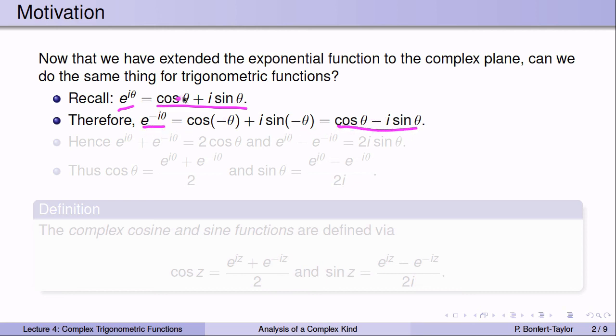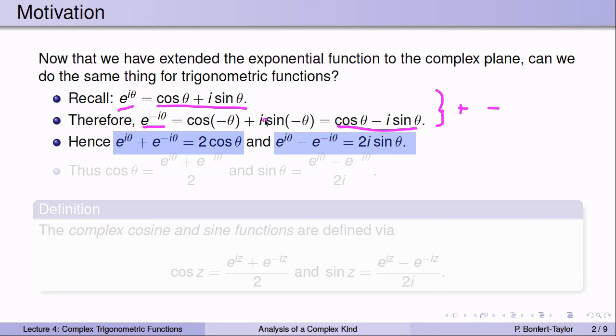Now look at these two identities. e to the i theta is cosine theta plus i sine theta. e to the minus i theta is cosine theta minus i sine theta. If I add these two things up, what I find is that e to the i theta plus e to the minus i theta is simply two cosine thetas. The i sine theta part cancels out because it has a plus sign here and a minus sign there. On the other hand, if I subtract these two equations from each other, I find that e to the i theta minus e to the minus i theta is 2i times sine theta, because now the cosines cancel out and the sines don't.